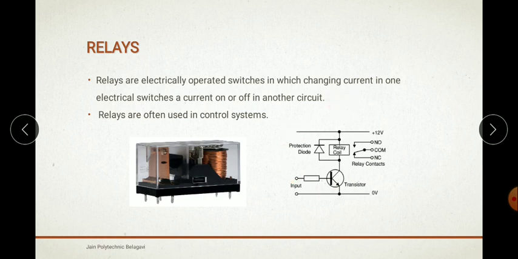This is the circuit diagram. Here you can see the protection diodes, the input, the transistors, and the relay contacts, when it is in the on position and when it is in the off position. So basically they are used for changing the current from one electric switch to the other electric switch.